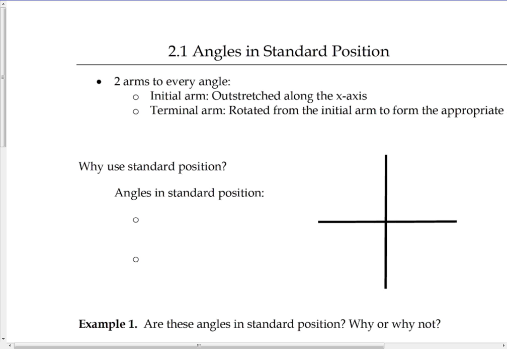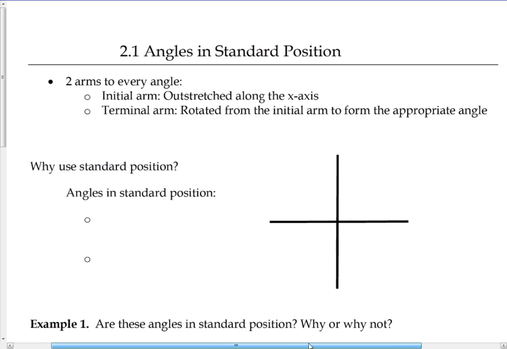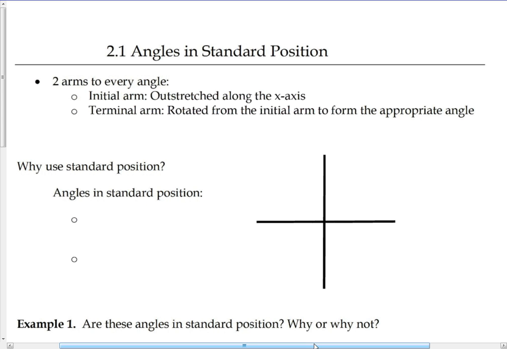Okay, so angles and centered position. Today's lesson is just a lot of terminology, which is nice because it's pretty simple. You might want to get out your different colored pens for today. Okay, so there's two arms to every angle.